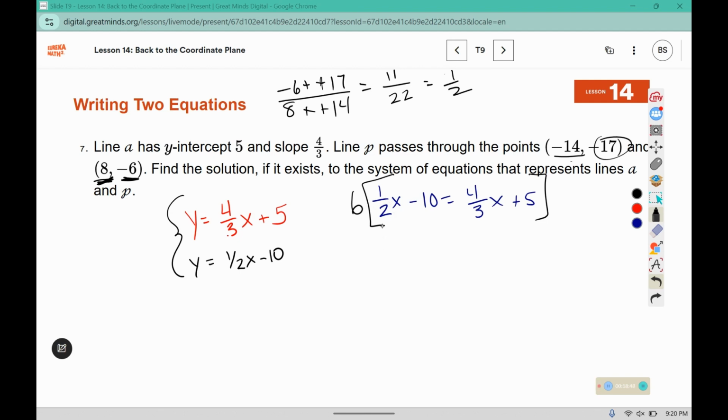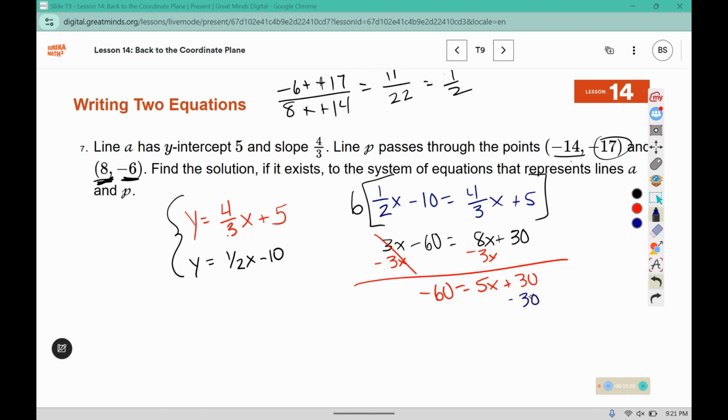6 times a half is 3. 6 times negative 10 is negative 60. 6 times 4 is 24, and 24 divided by 3 is 8. And 6 times 5 is 30. Now I will subtract 3x from both sides. 8 minus 3 is 5. I will subtract 30 from both sides. Negative 60 and negative 30 is negative 90. Then divide both sides by 5.